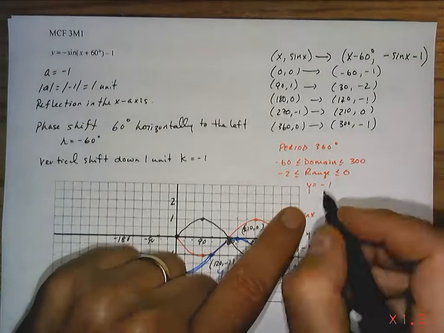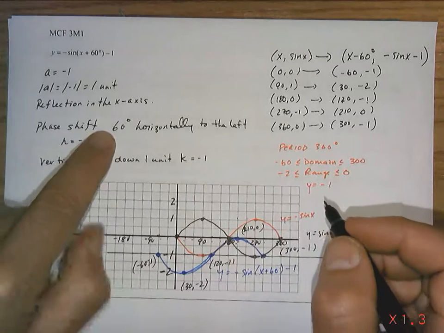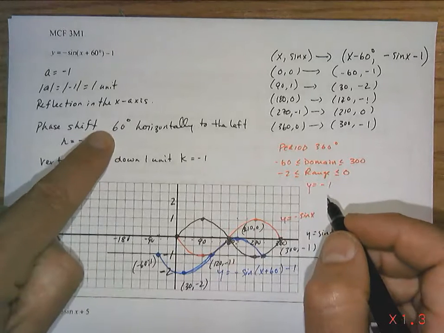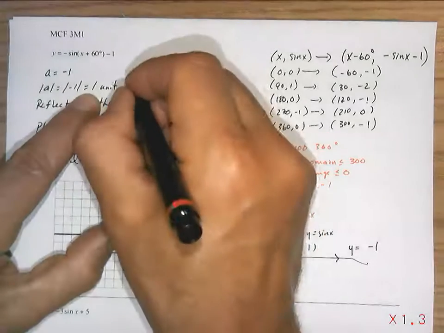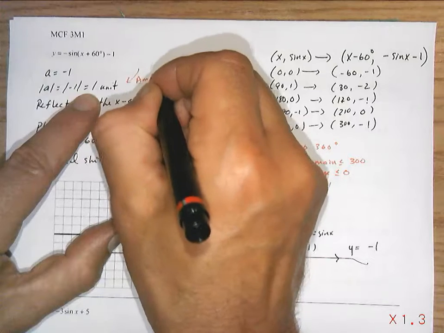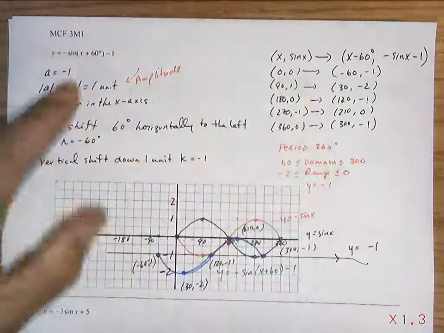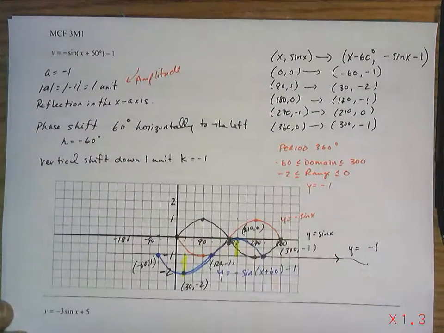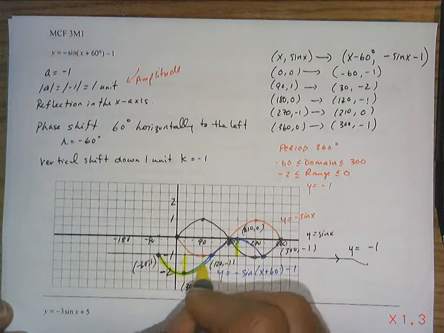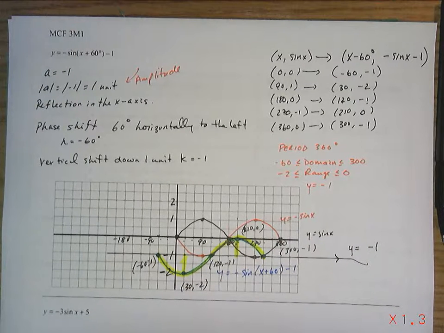Okay, phase shift. Well, the phase shift is here. We've said it already, so I don't think I really need to say it again. And the amplitude, well, the A value is 1 unit. This counts as your amplitude. And again, we can see the amplitude here and here. And remember, we're dealing with that final curve.